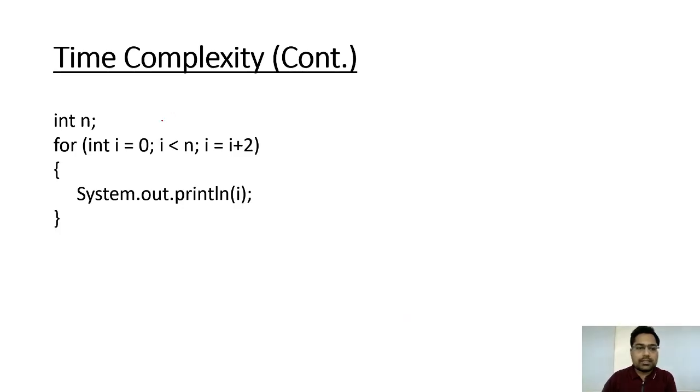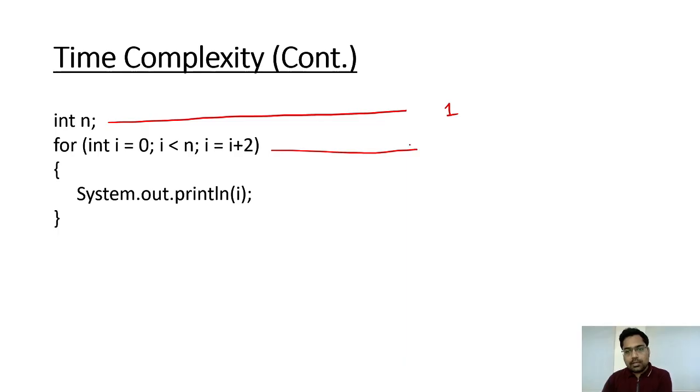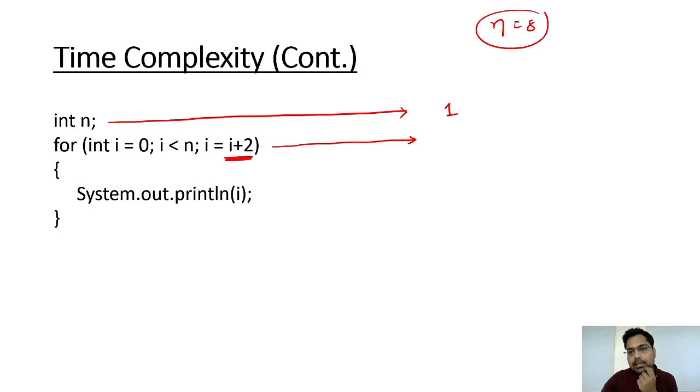Now the next example: this statement runs one time. Clear? Next, for this, whenever you are focusing on how many times it is running, always remember that I is getting incremented by 2. Suppose the n value is 8. For this, what will be printed?